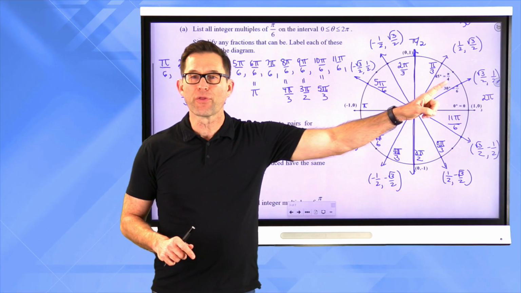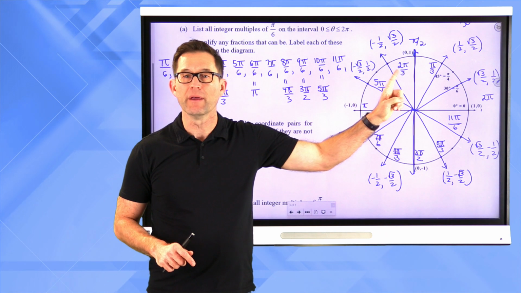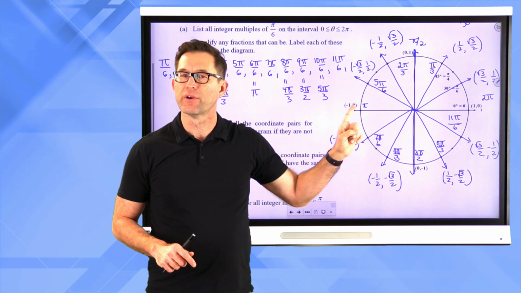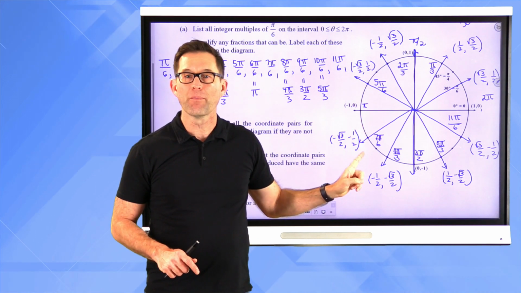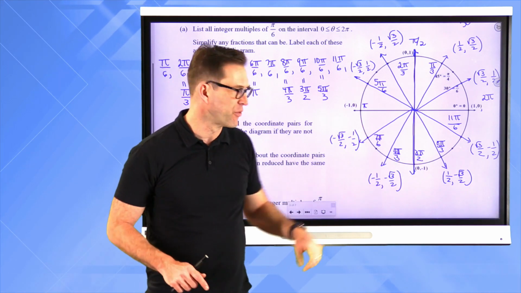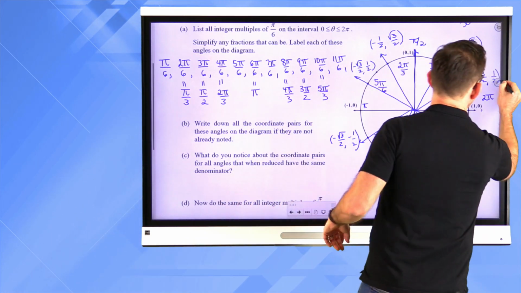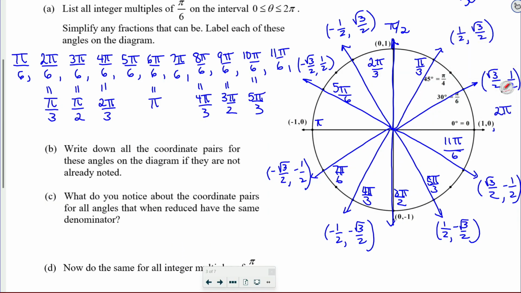I've got pi over 3, 2 pi over 3. Now 3 pi over 3 reduces, so pi over 3, 2 pi over 3, 4 pi over 3, and 5 pi over 3. Let's just circle those really quickly or underline them in red. Pi over 3, 2 pi over 3, 4 pi over 3, 5 pi over 3. Let me underline their coordinate pairs really quickly.